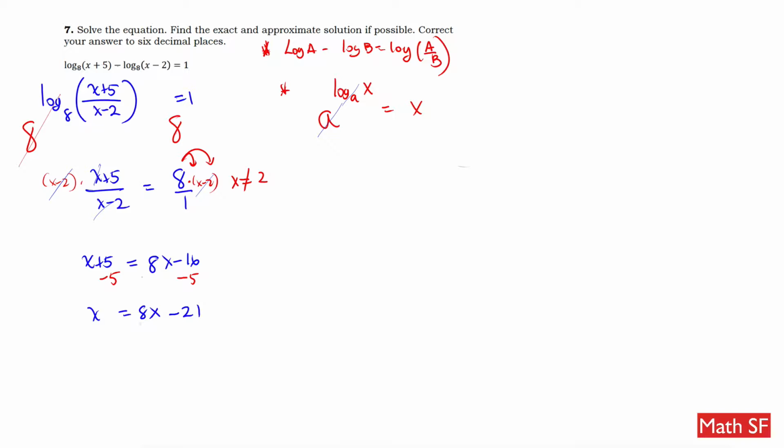Then I'm going to subtract this 8x from each side, and you have negative 7x equals negative 21. Then let's divide by negative 7.